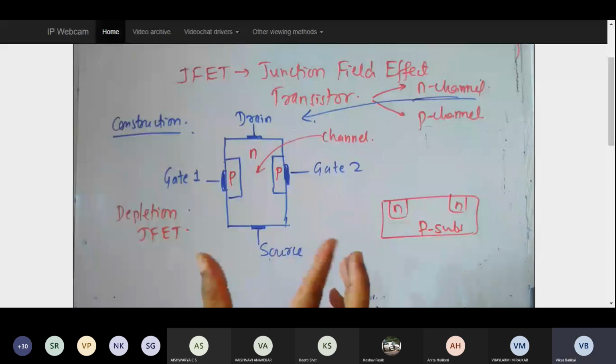So this is basically a glimpse of your JFET construction. Let us not get into this concept now, because we are supposed to understand this in depth, which possibly we'll do in the next class. This is just to remember how exactly the JFET construction looks.